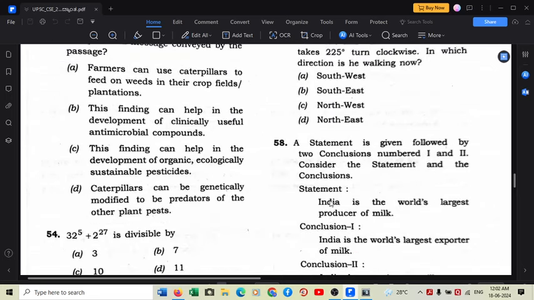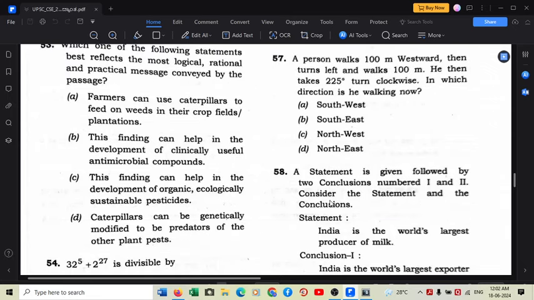Option B: this finding can help in the development of clinically useful antimicrobial compounds. So definitely this finding can be useful later on for research purposes. Option C: this finding can help in the development of organic, ecologically sustainable pesticides. So yes, it can be useful because here we have been able to find out the behavior of caterpillars and how they compromise the plant's defense.